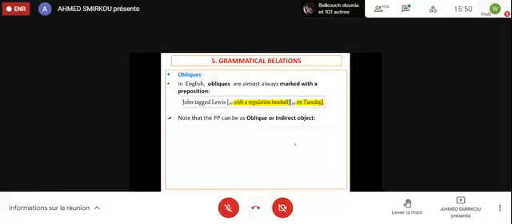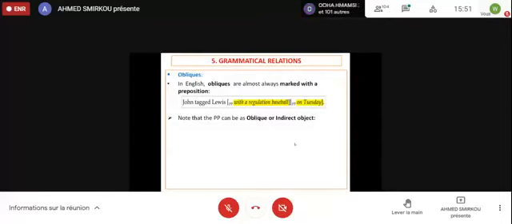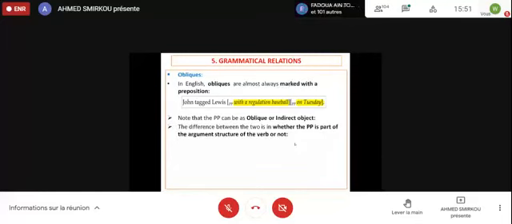Of course, indirect objects have an argument. Oblique has no argument, which is required in direct objects. When the preposition is required by the verb, it functions as an indirect object. When it's optional, when it functions as an adjunct, it is an oblique. So the difference between the two is in whether the preposition phrase is part of the argument structure of the verb or not. When we say part of the argument structure, it means if the verb takes three arguments, the preposition must be one of them.